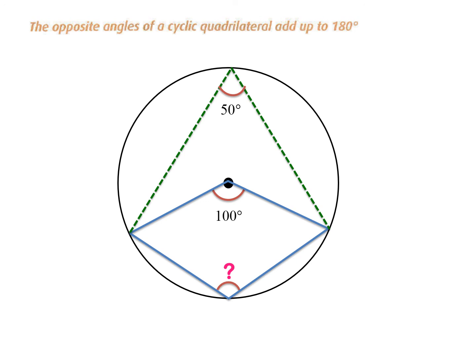Now I just delete the radii for a while. And now we have a cyclic quadrilateral because all the vertices are actually touching the circumference. And we know the relationship between the opposite angles in a cyclic quadrilateral. So if one value of the angle is 50 degrees, the other value should be 130 degrees. Now we already get the answer. So the answer should be 130 degrees.